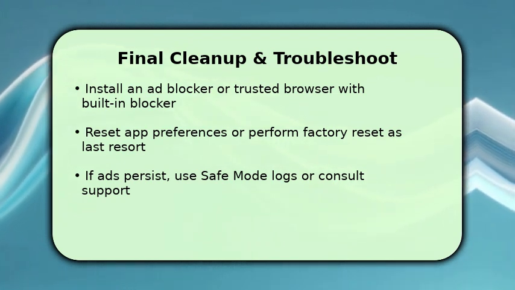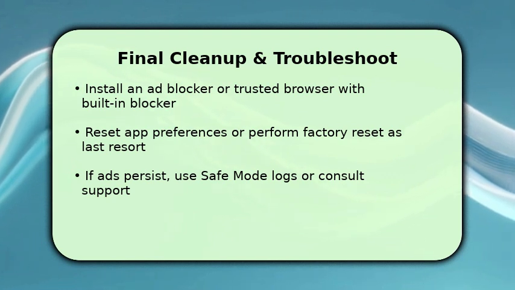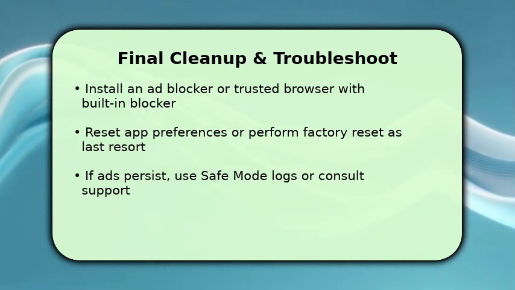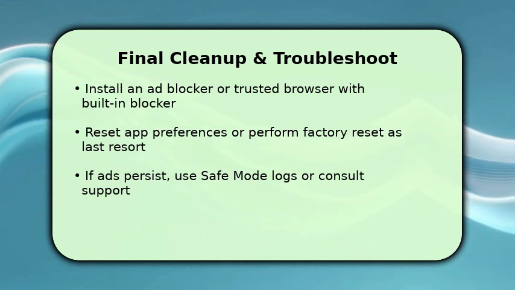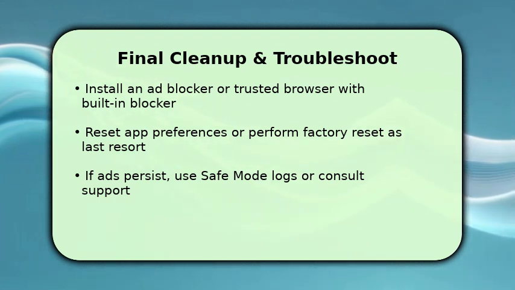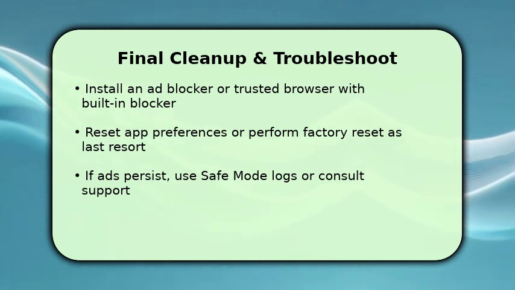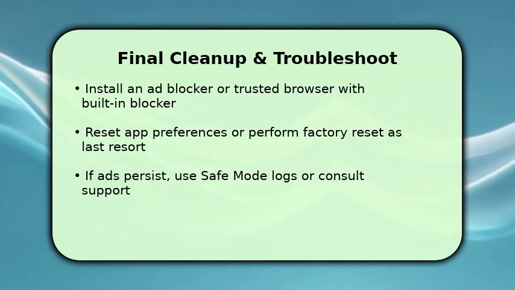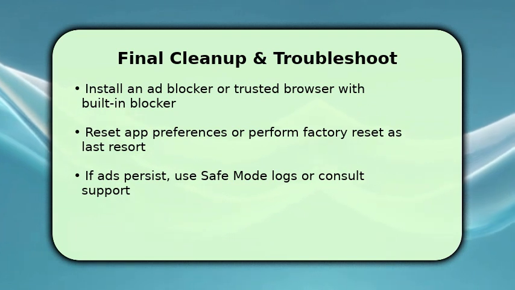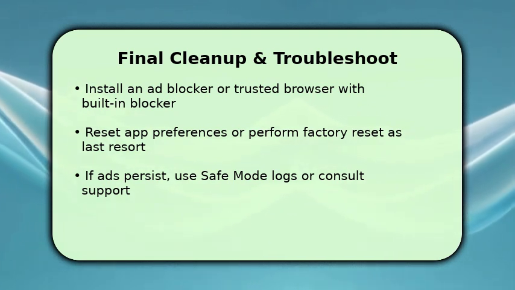defaults. If intrusive ads persist, back up data and consider a factory reset as a last resort, because that removes deep malware. If things go wrong, boot into safe mode and check logs, or use Android's bug report to identify stubborn packages, and contact device support so you don't reinstall the same problem.